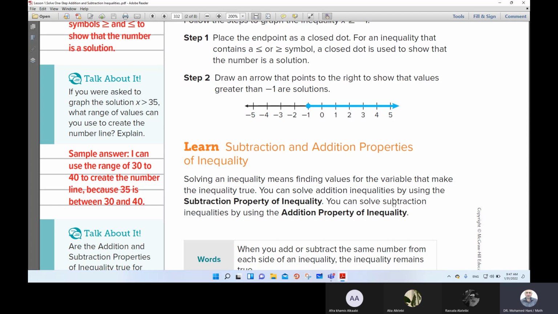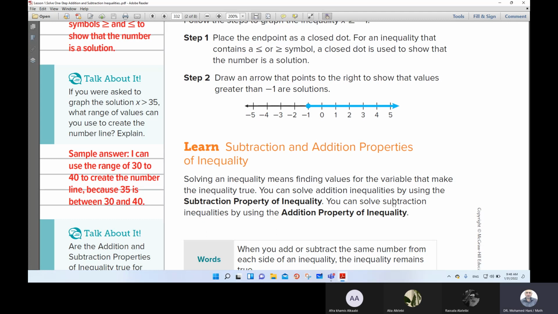And if I have y less than 2, for example, the first step, draw the number line, then represent 2 on the number line. This is 0, this is 1, this is 2. We don't have equal in the sign, which means draw an open circle. Then y less than 2 means the values of y before 2, to the negative side.